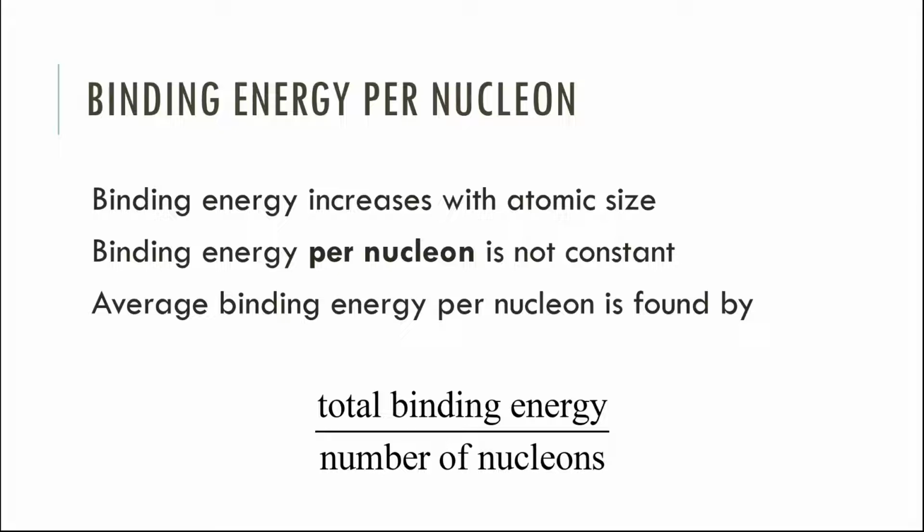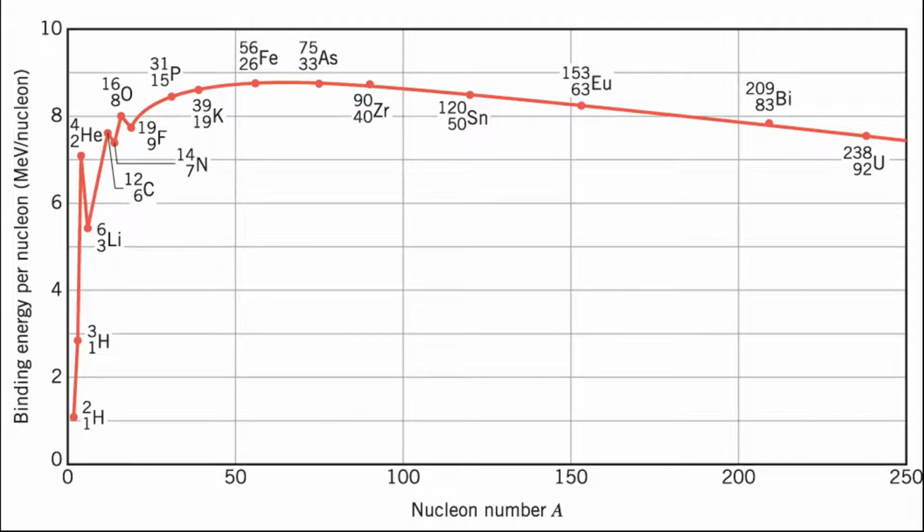And the reason that's important is because it tells us a lot about different reactions that can take place. We can graph binding energy per nucleon for all of the different atoms or nuclei that there are. And we get an interesting curve. It's called the binding energy per nucleon curve, and it's a big one. This is a very, very big deal in nuclear physics. You need to know this beautiful graph.